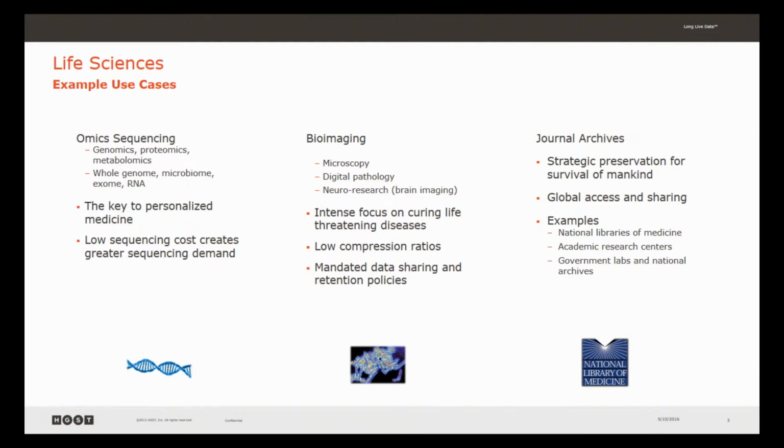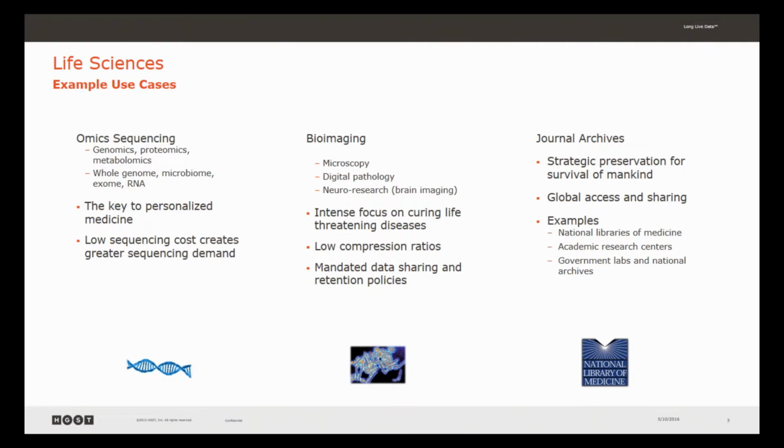And in bioimaging, it's very similar. We have microscopy, digital pathology, and neuro research. There's an intense focus on curing life-threatening diseases and essentially tracking the mutations of cells over time, capturing those visually so that they can be used for comparison in clinical settings as well.